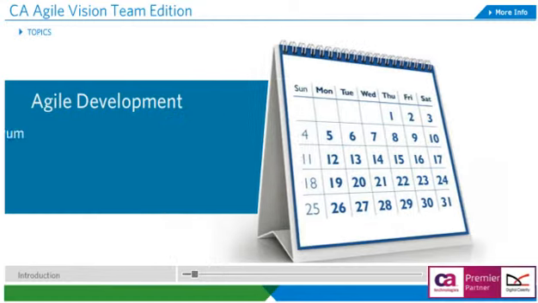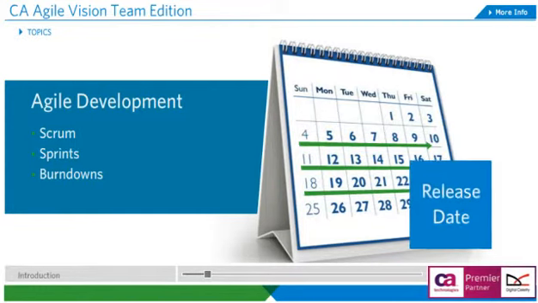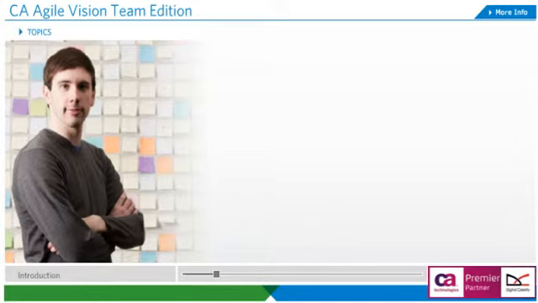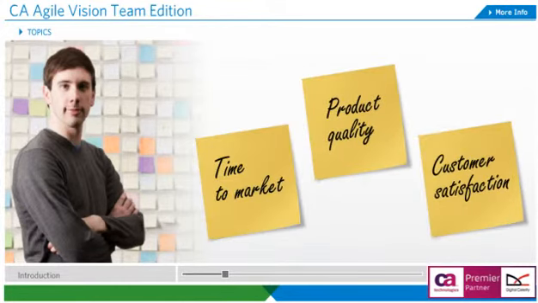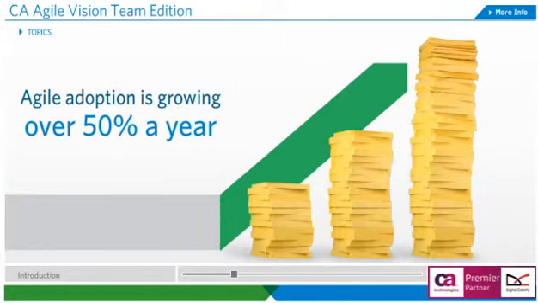Many organizations have adopted Agile development as an alternative way to deliver faster and better releases, and Agile has delivered. Companies using Agile report dramatic improvements in time to market, product quality, and customer satisfaction. And because of this success, Agile adoption is growing over 50% a year.